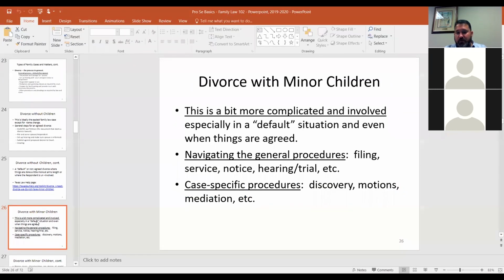Divorce with minor children obviously is a bit more involved. There's a lot more issues going on. There can be a lot more to the entire process, but there's paperwork and stuff that we have for people to do it. The issues that have to be taken care of in a divorce with children: you've got to determine the custody arrangement, the visitation arrangement, the child support, insurance, and so forth. There's a lot of issues that involve the children.